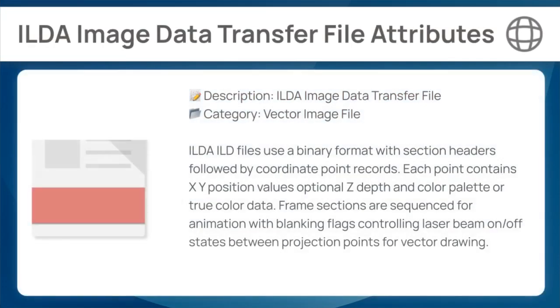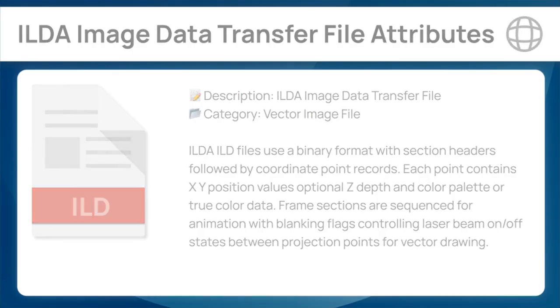ILDA ILD files use a binary format with section headers followed by coordinate point records. Each point contains XY position values, optional Z depth and color palette or true color data. Frame sections are sequenced for animation with blanking flags, controlling laser beam on-off states between projection points for vector drawing.